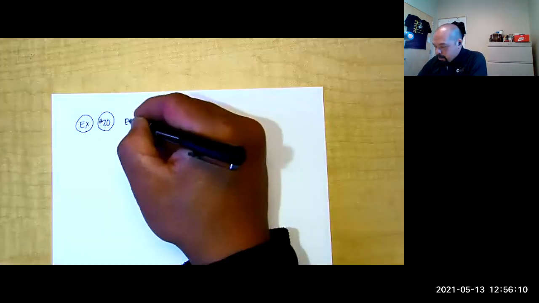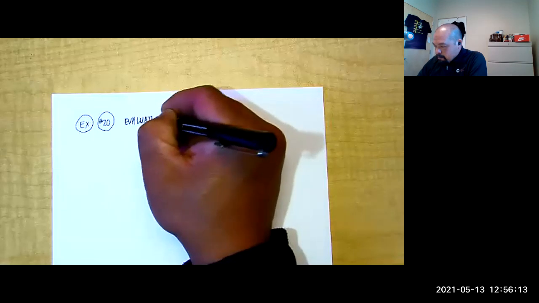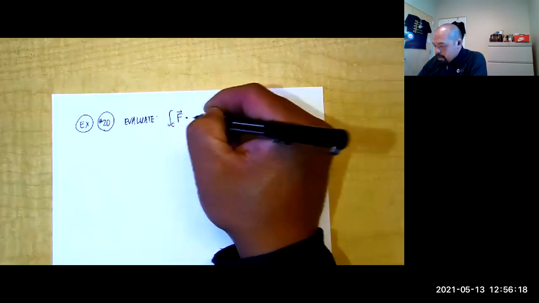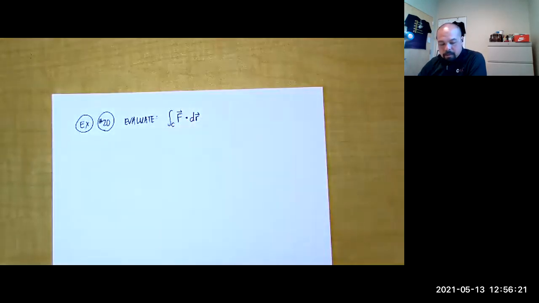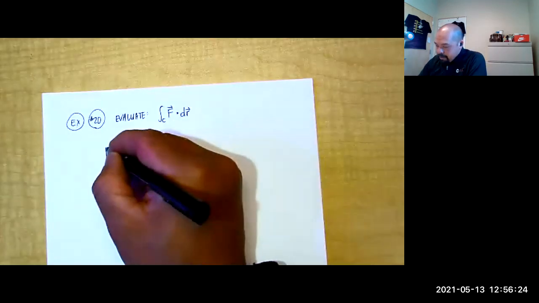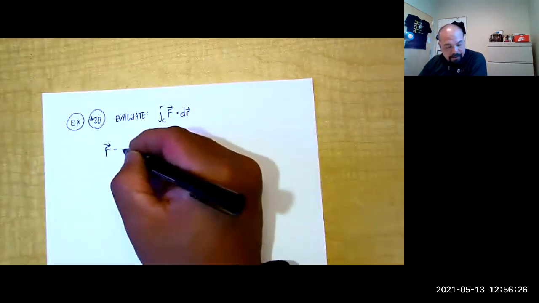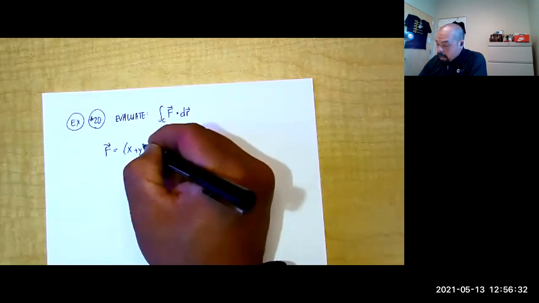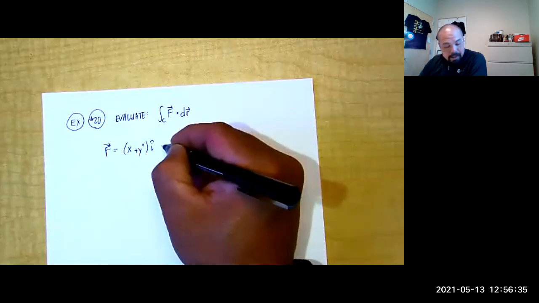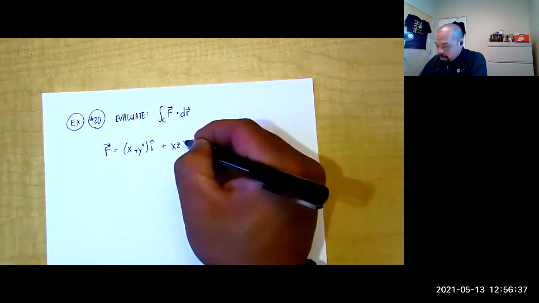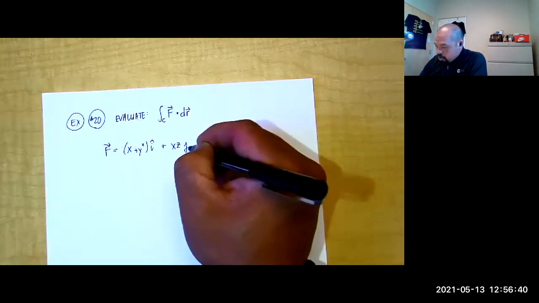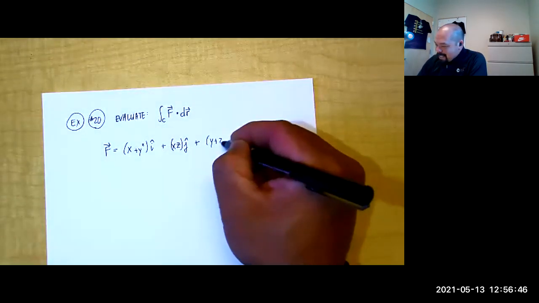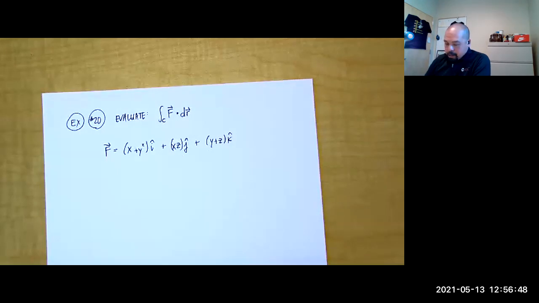We're going to evaluate this line integral through a vector field, where F is the vector field (x plus y squared) i, so we're going to have an i component, plus xz, so it's going to be three-dimensional, j, put this in parentheses, plus (y plus z) for the k component.